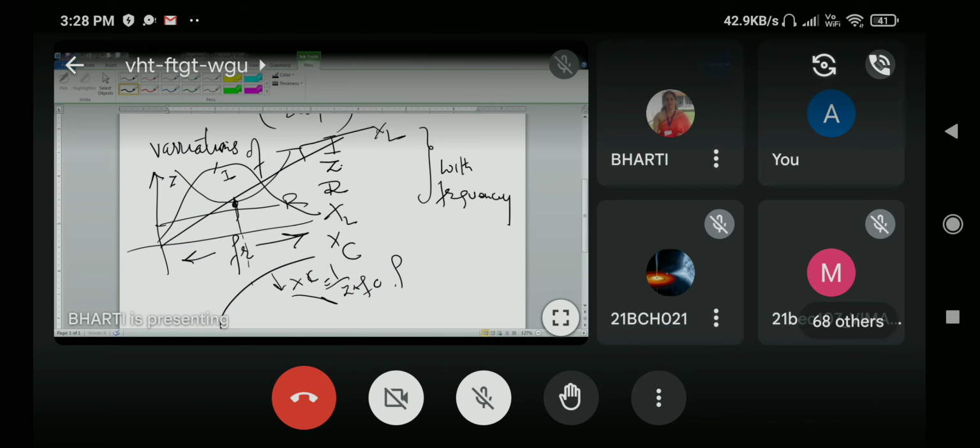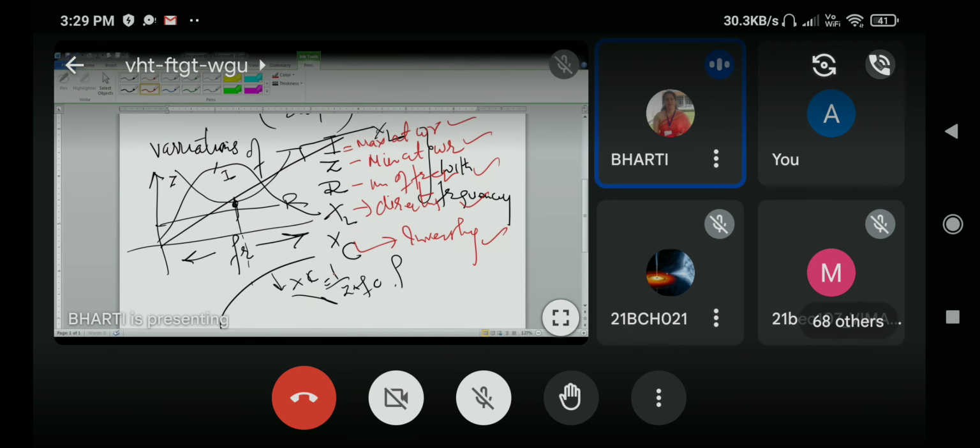So these were inversely proportional with frequency. So if you talk of the relations, this is maximum at omega r, this is minimum at fr or omega r. This is independent of frequency, this is directly proportional, and this is inversely proportional. Is this clear to everybody? Yes, ma'am. So this we had discussed.